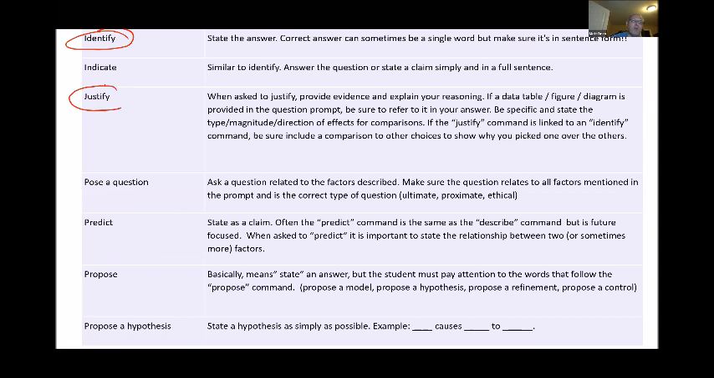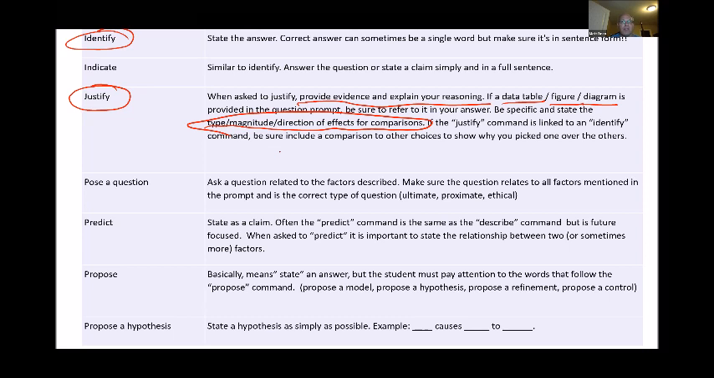Maybe the favorite word of AP Biology FRQ question writers is justify. So when you're justifying, essentially you're providing evidence and explaining your reasoning. So you're going to essentially make a claim, and then you're going to refer to the data table, the figure, the diagram, the graph they provide you, and you're going to specifically talk about the type, the magnitude, the direction of the effects.